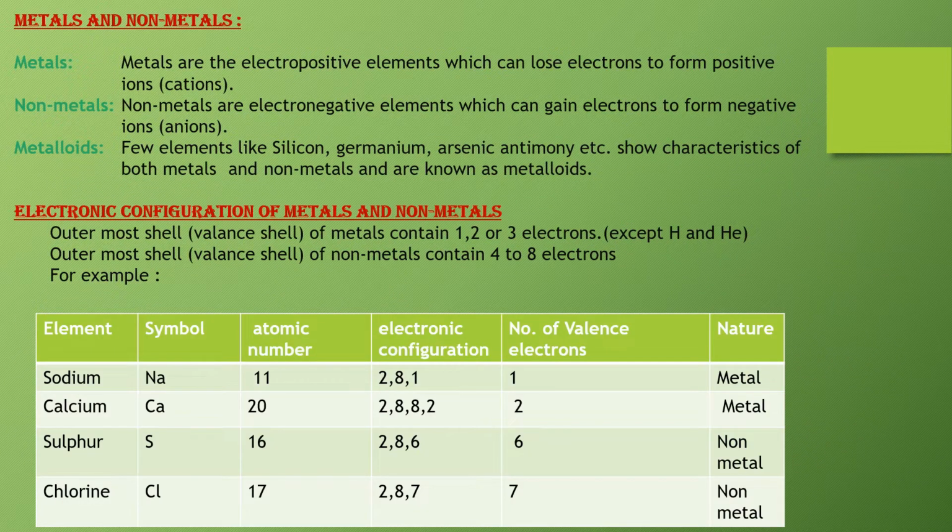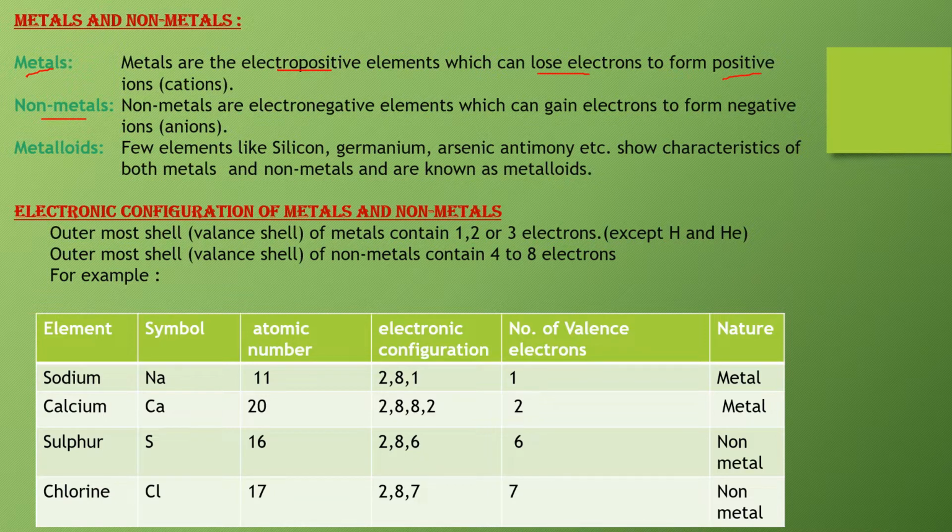So let us start our chapter with the definition of metals, non-metals and metalloids. Now we know that elements are the purest substance and elements can be divided into three categories: metals, non-metals and metalloids. Now metals are the elements which are electropositive in nature. That means they readily lose electrons and form positively charged ions or cations. For example, sodium, potassium, calcium, etc.